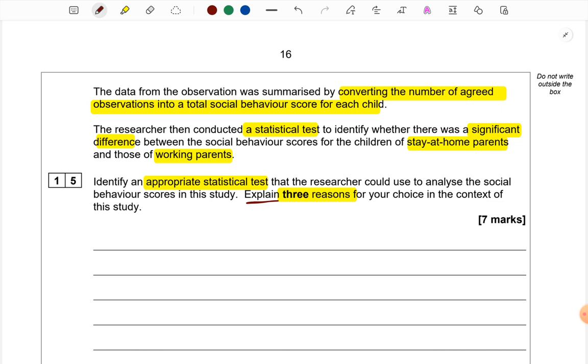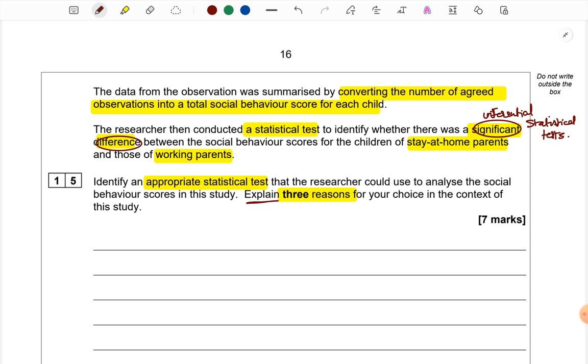The researcher wants to see whether there was a significant difference. Significance can be determined only by an inferential statistical test. Descriptive statistical tests cannot inform us about significant differences or population differences. So that means we will have to use the Mann-Whitney U test, which is there in our syllabus. We have to give three reasons for why we would use the Mann-Whitney U test.